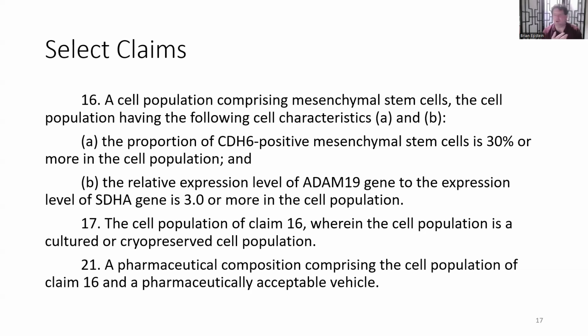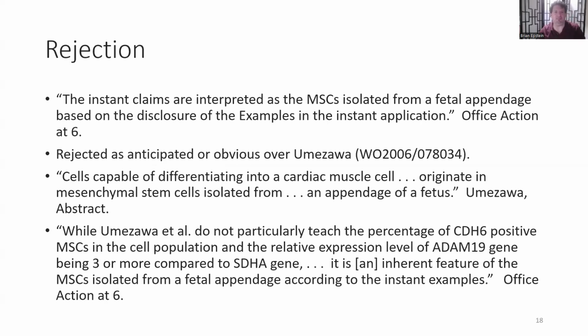And then there are other dependent claims, but I'm just going to look at 17 and 21. 17 being that the cell population is cultured or cryopreserved, 21 being a pharmaceutical composition comprising this cell population in a pharmaceutically acceptable vehicle. So what is the rejection here? Well, the examiner kind of gives this whole explanation first.